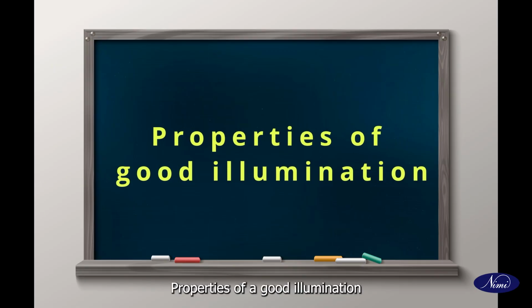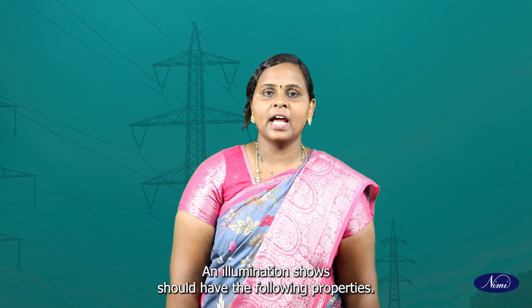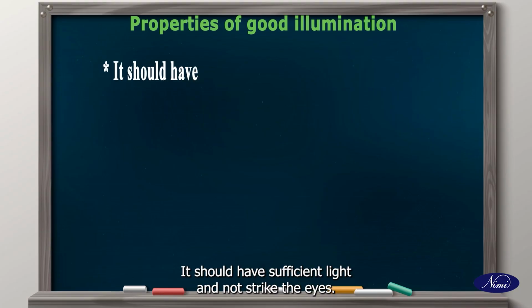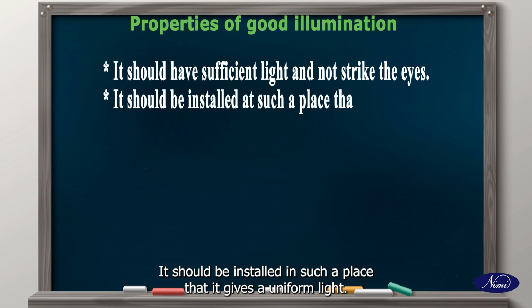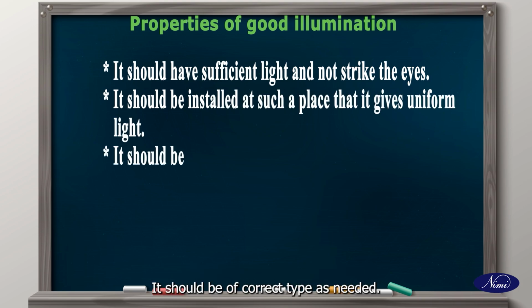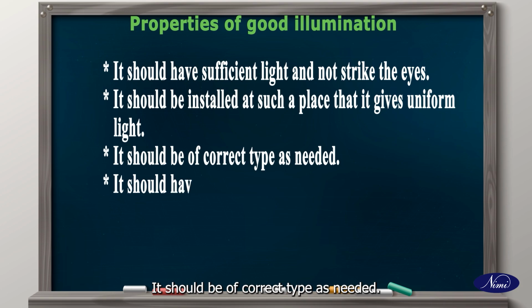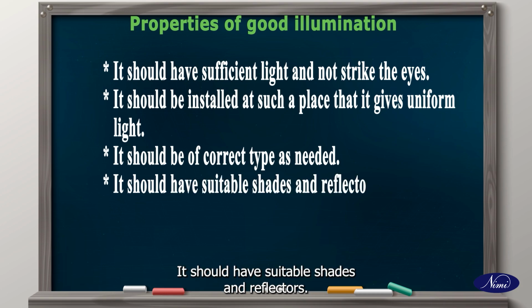Properties of a good illumination. An illumination source should have the following properties. It should have sufficient light and not strike the eyes. It should be installed in such a place that it gives a uniform light. It should be of correct type as needed. It should have suitable shades and reflectors.